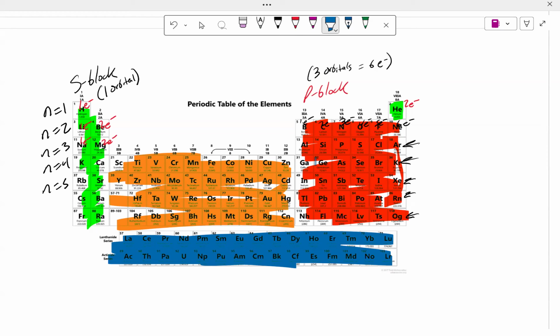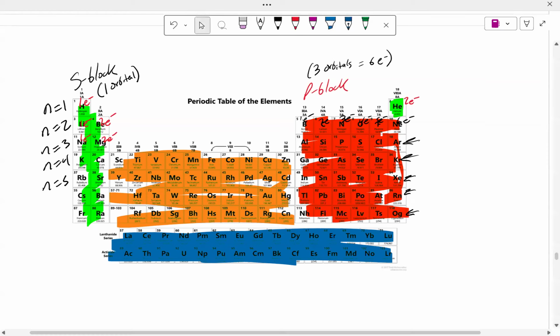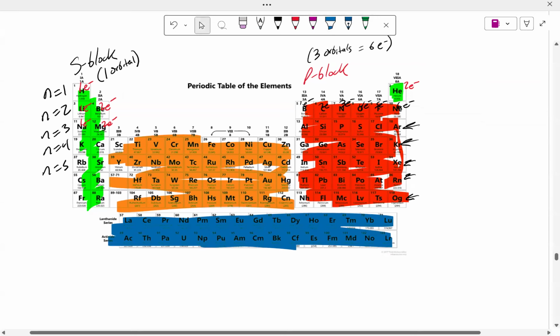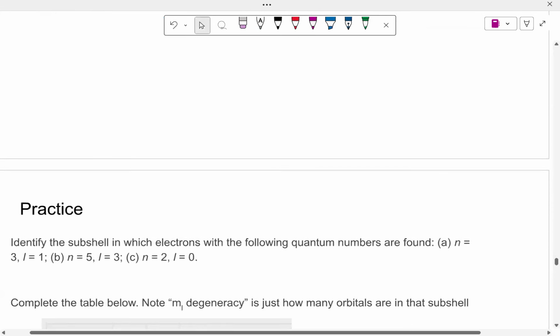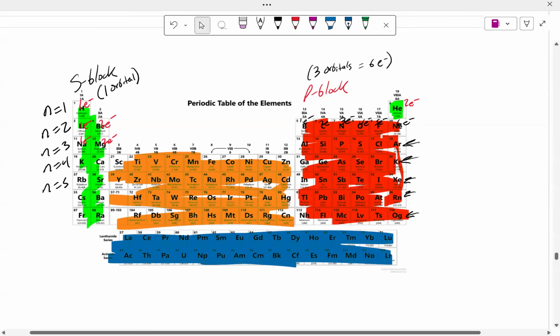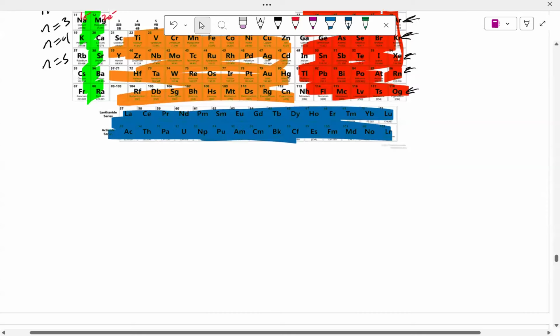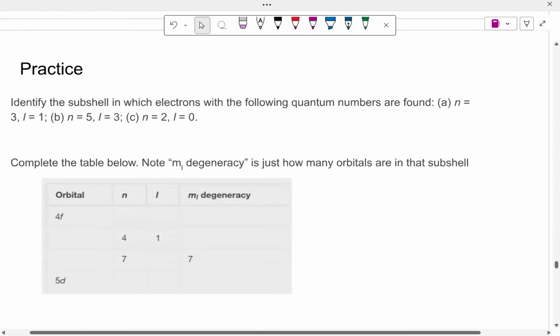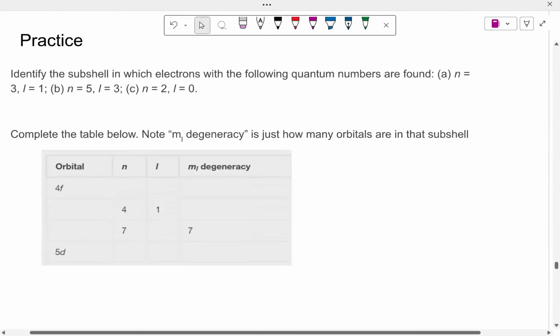What we're going to go into next, in the next lecture, is how we're going to put all these quantum numbers together. We're going to use the periodic table to find what's called the electron configuration, or how electrons are arranged in an atom. How do we put them in particular orbitals? What order do we fill them up? But first, let's just do some practice, and then that will be it for this lecture.